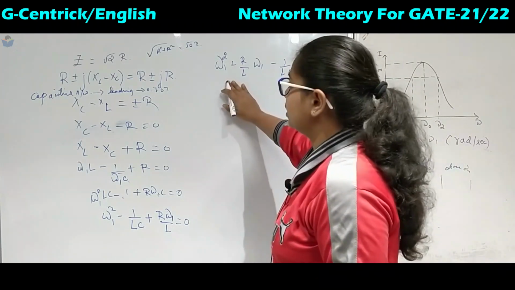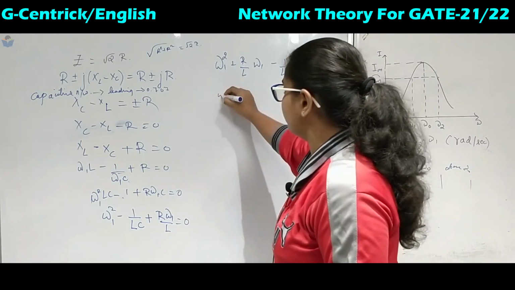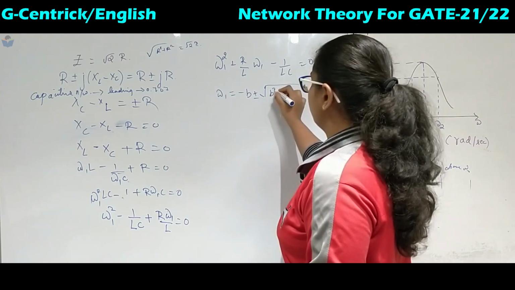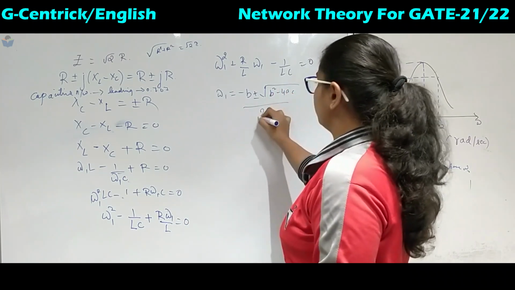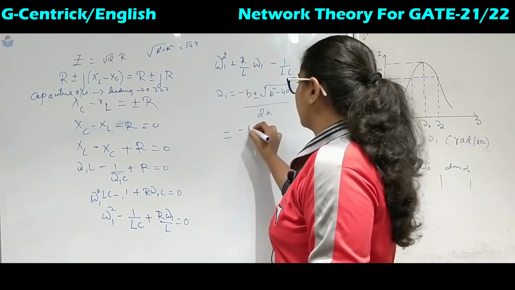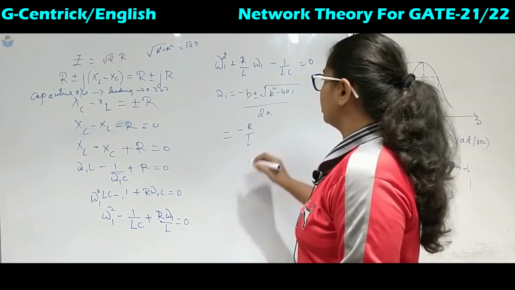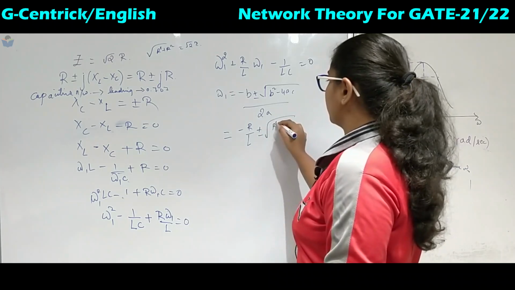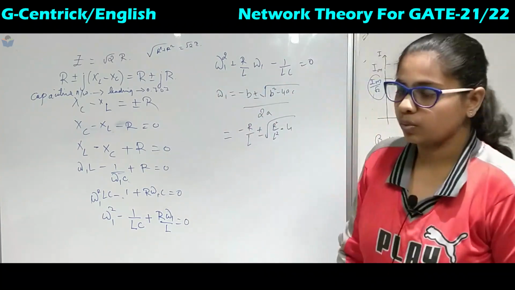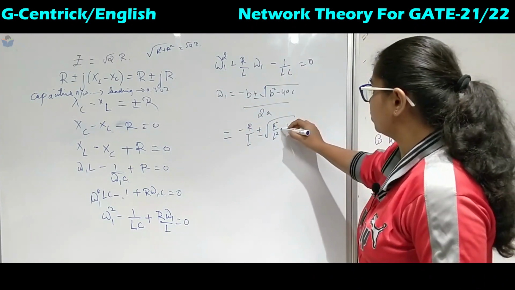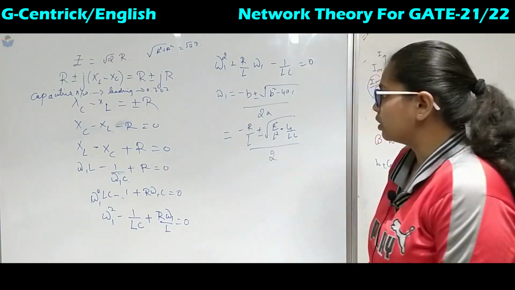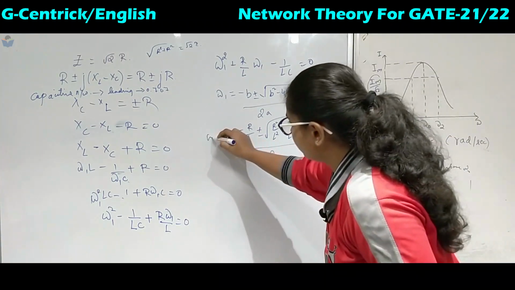So I can take the roots of this omega 1 using the formula minus B plus minus root of B square minus 4AC upon 2A. So now this B is nothing but R by L. Okay, so plus minus, B square is R square by L square. Then minus 4 into A, where the A coefficient is 1, and C is 1 by LC, upon 2. Okay, so this is for omega 1.